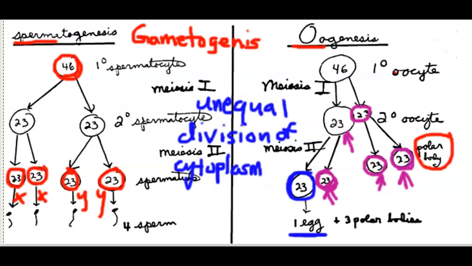Okay, so spermatogenesis taking place in the testes produces 4: 2 X's, 2 Y's. We got little tails here. So these are motile. These are ones going to be moving. Motile. They can move.